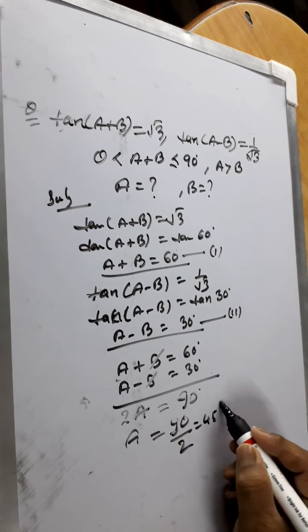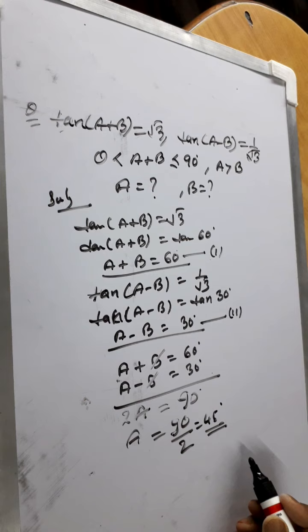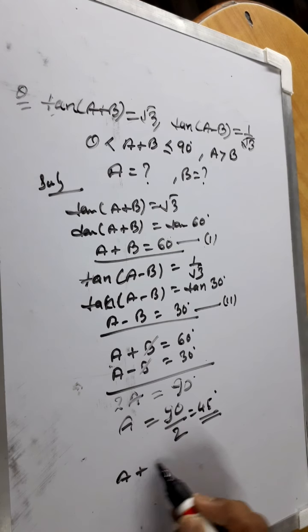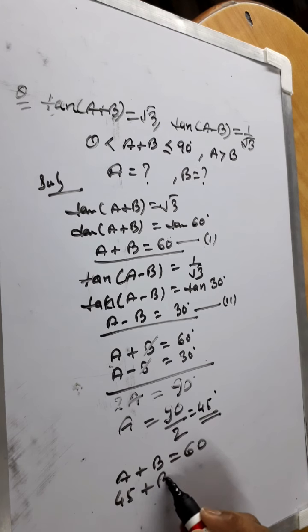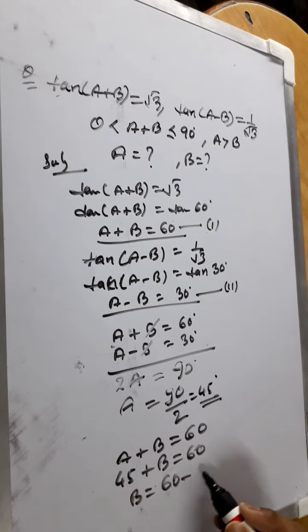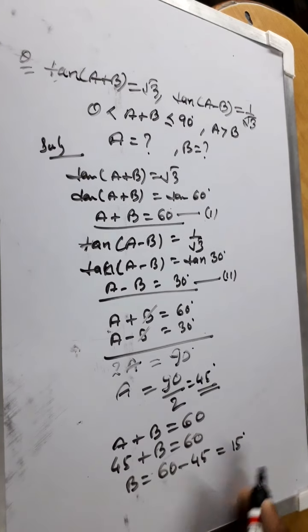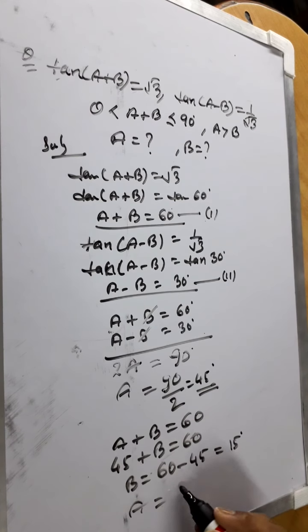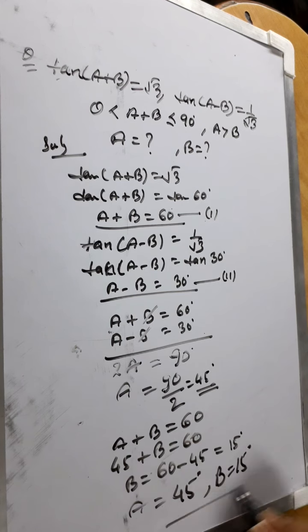We get 45 degree. Now on putting this value a is equal to 45 in equation 1, we get a plus b, we have 60. 45 plus b is equal to 60. Therefore b is equal to 60 minus 45 is equal to 15 degree. In this way we get the value of a is equal to 45 degree and b is equal to 15 degree. This is the answer.